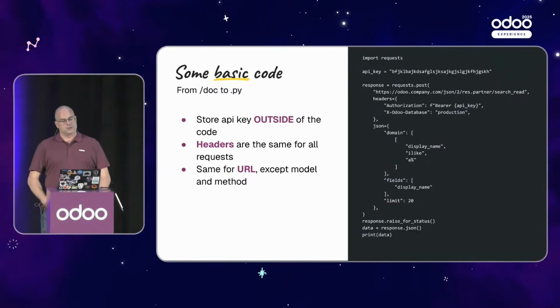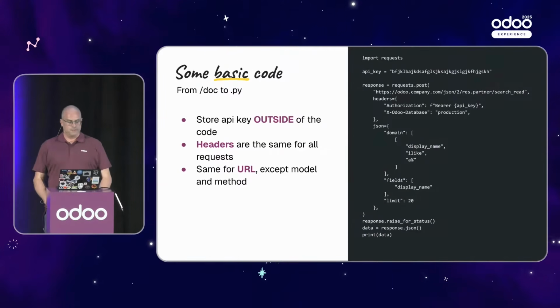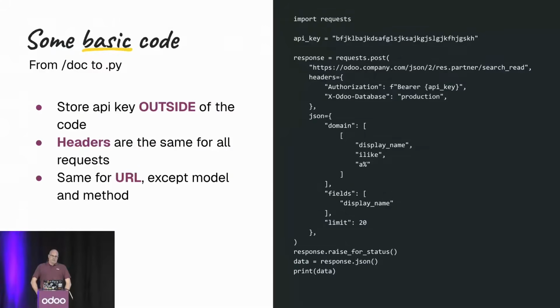So I copy-paste the code in my Python file. Please store the API keys outside of your code. If you don't store your API key outside of your code, you will end up at some point committing it to your GitHub repository, and you'll get an alert from GitHub saying you have leaked a password.